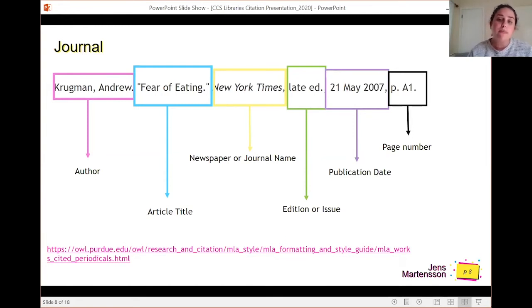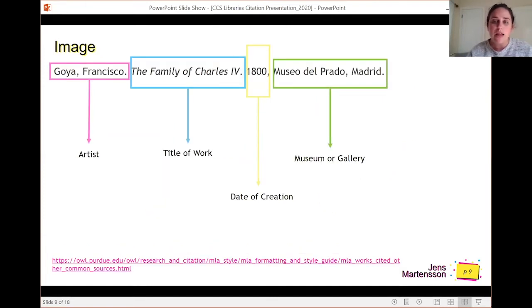So the more specific we can be in the information we provide, the more it helps other people to find the same source if they want to read it too. And lastly, just another example is an example of an image, or an image citation, I should say.